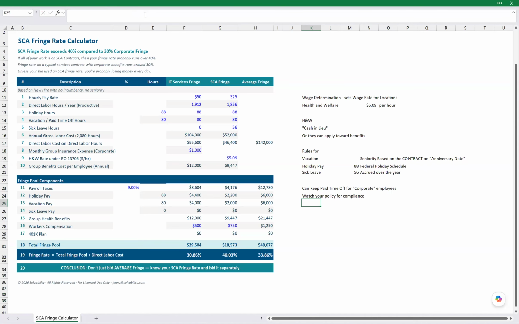That's a really good point because they want to have a policy. It needs to be clear to the employees, but it has to incorporate the rules of the SCA, which they may not fully understand. Exactly.